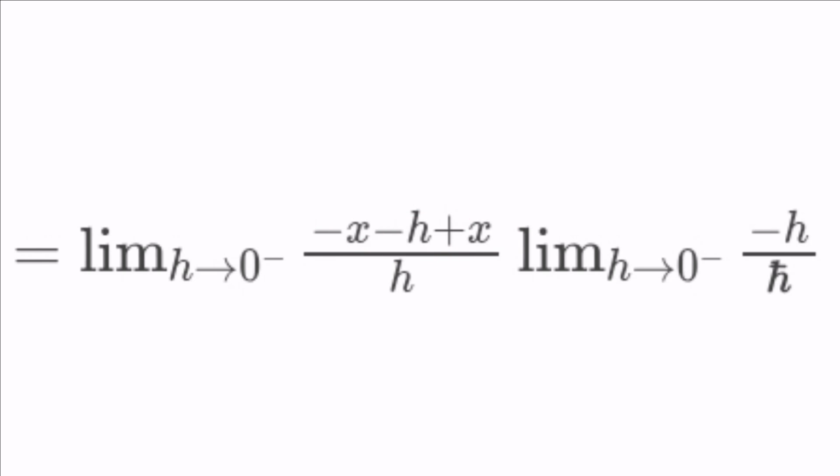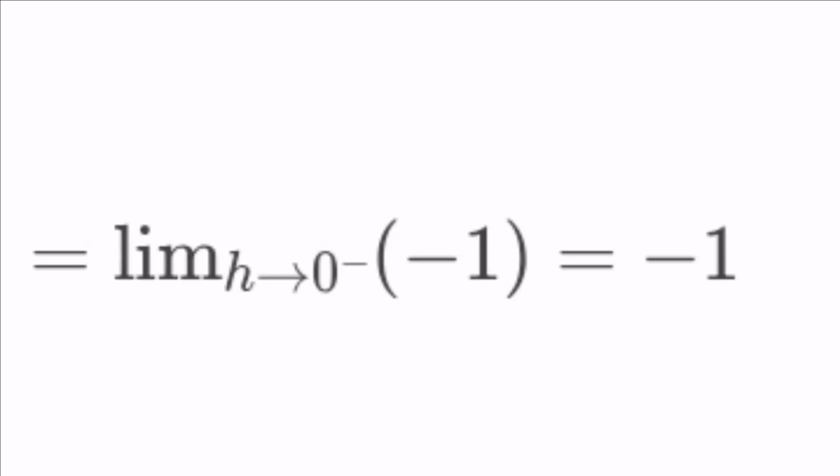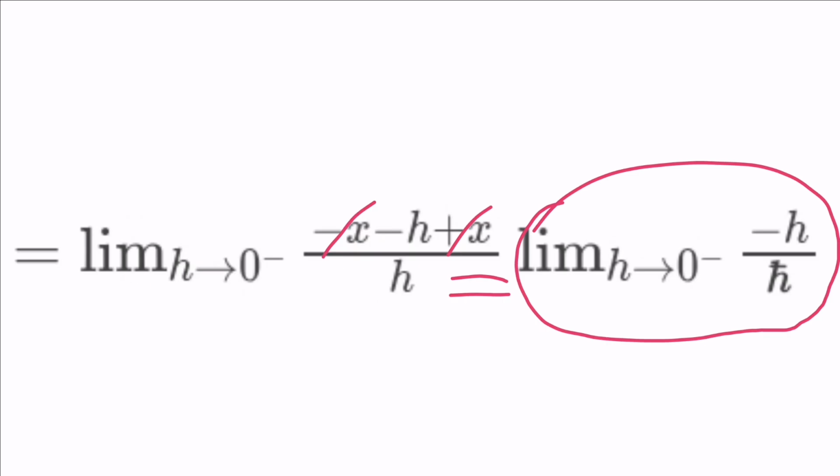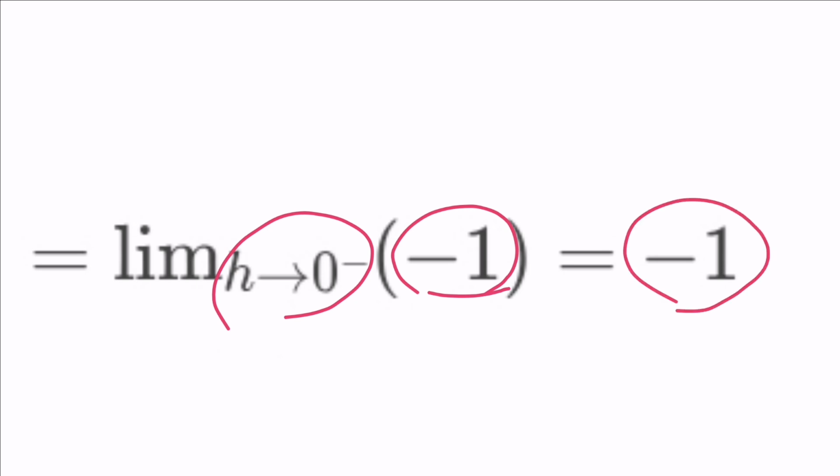Now minus x and x cancel with each other. So this limit becomes limit h tends to 0 through the negative side of minus h divided by h. Now h cancels with h, so this becomes minus 1. So limit h tends to 0 through the negative side of minus 1 is equal to minus 1.